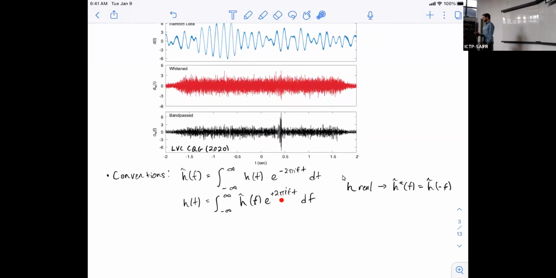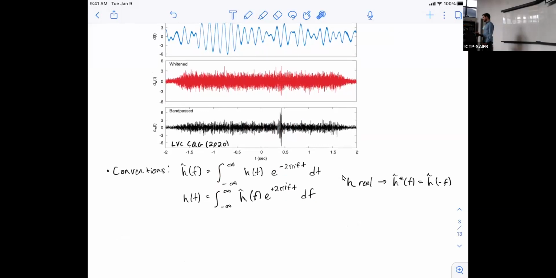And it is a very important fact that I will abuse regularly, that if I take a real time stream and Fourier transform it, of course, its Fourier transform is not real, it's complex, but there's some redundant information. The complex conjugate of a Fourier transform has this property that its complex conjugate is equal to the negative frequency component. So there's a redundancy between positive and negative frequencies.